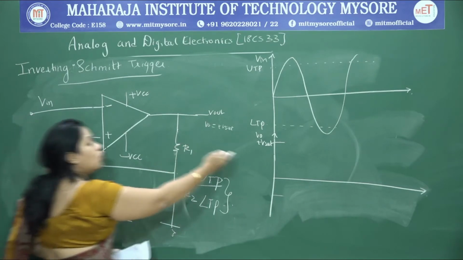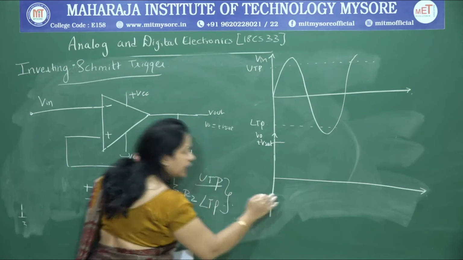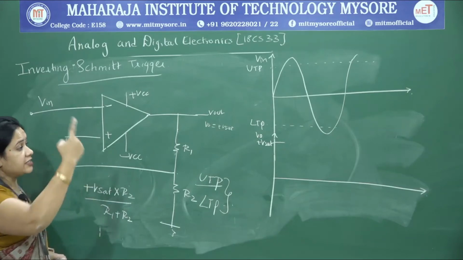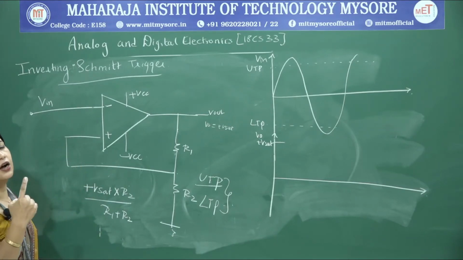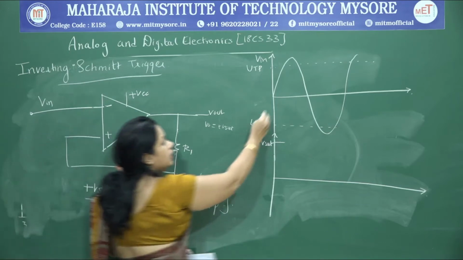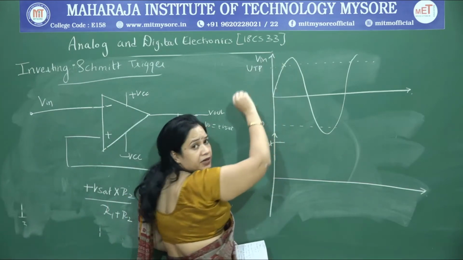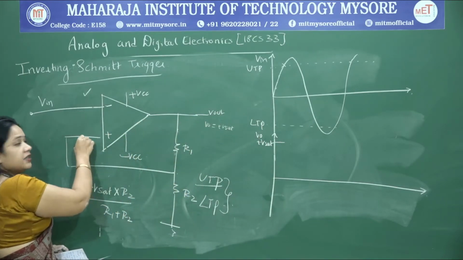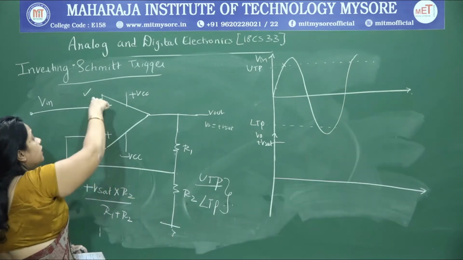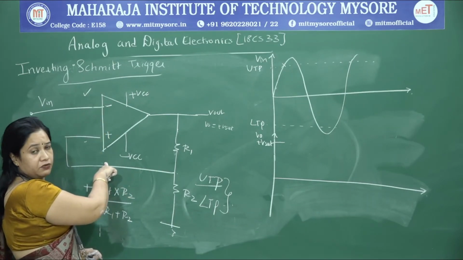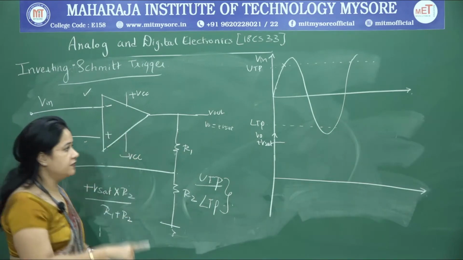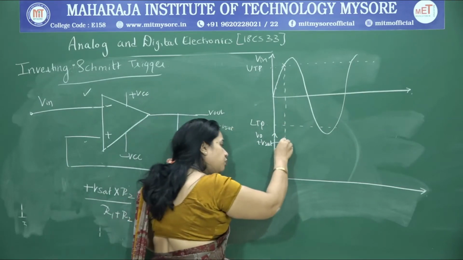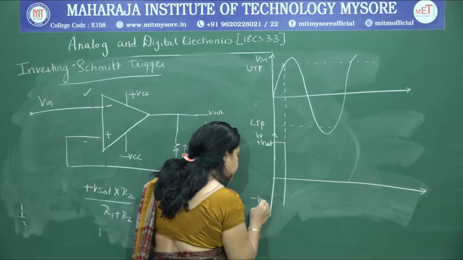Now, if you want the output to jump from positive saturation to negative saturation, what should happen? The voltage at the input terminal should exceed your UTP. So, when the input exceeds the upper threshold point, what happens? The voltage at this point becomes greater than this point. So, once the voltage at the inverting terminal becomes higher than that of the non-inverting terminal, the output is driven to what? Negative saturation. So, when the input crosses your upper threshold point, the output drops to what is called minus Vsat.